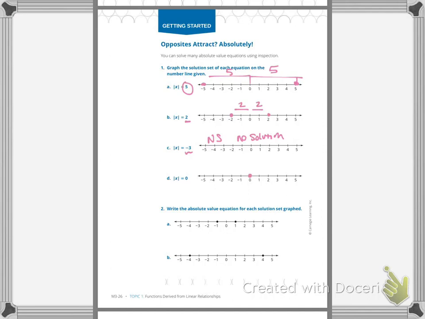So it says write the absolute value equation for each solution based on the graph. So we are 1 distance away on both sides, so the absolute value of x is equal to 1. This one, it looks like we are 4 away, so absolute value of x is equal to 4.